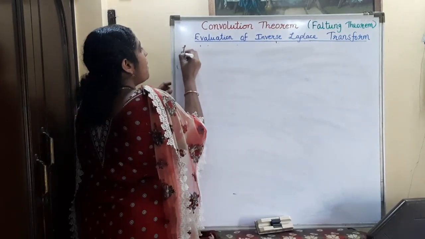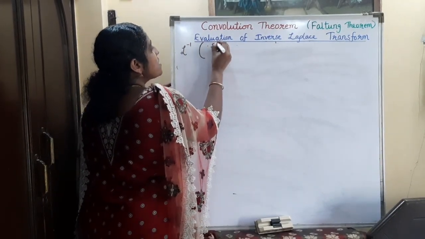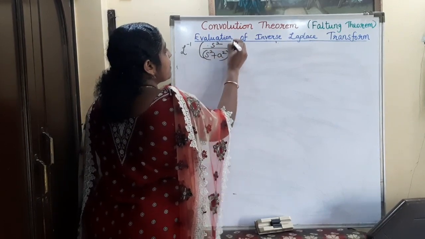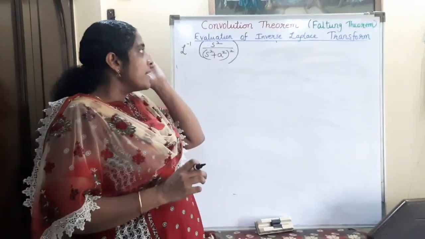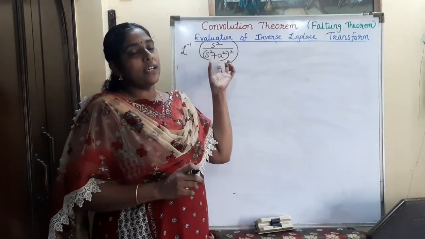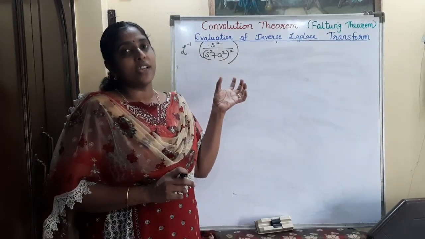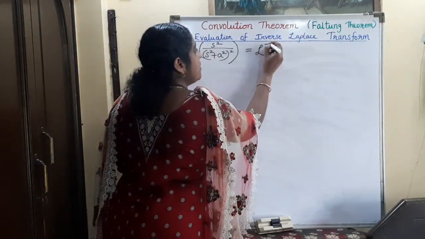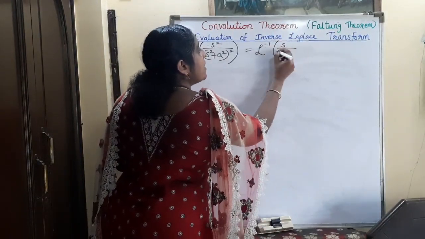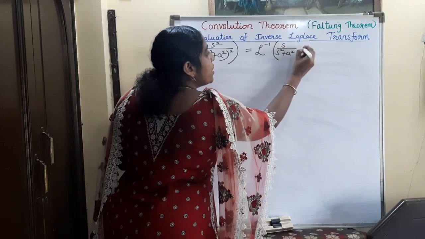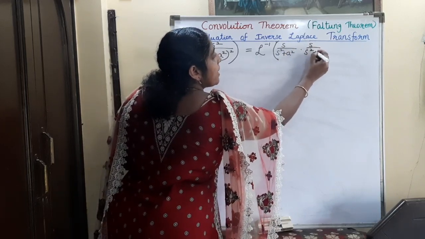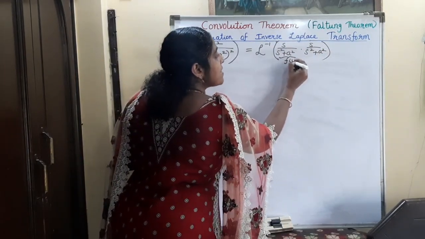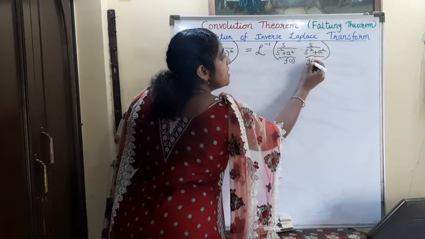Question is, find the Laplace inverse of s square divided by s square plus a square whole square. Okay, see this question. Here we can break the given function into two parts. That is, this is same as Laplace inverse of s divided by s square plus a square into s divided by s square plus a square. So now this is the product of two Laplace transforms. This is f of s, this is g of s.